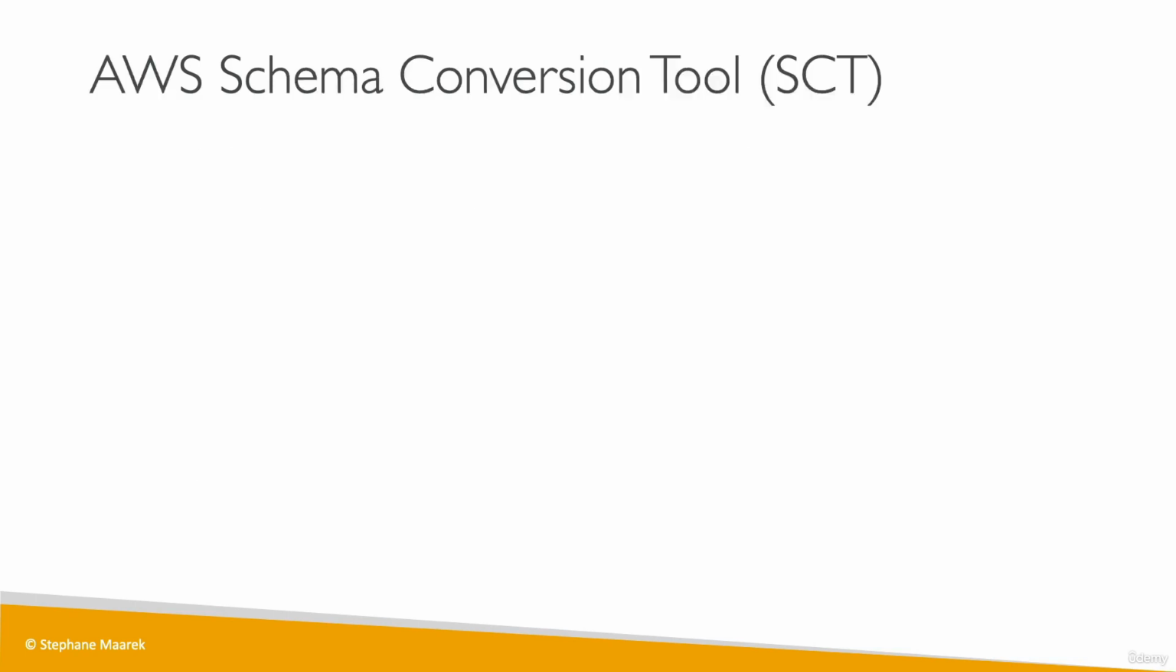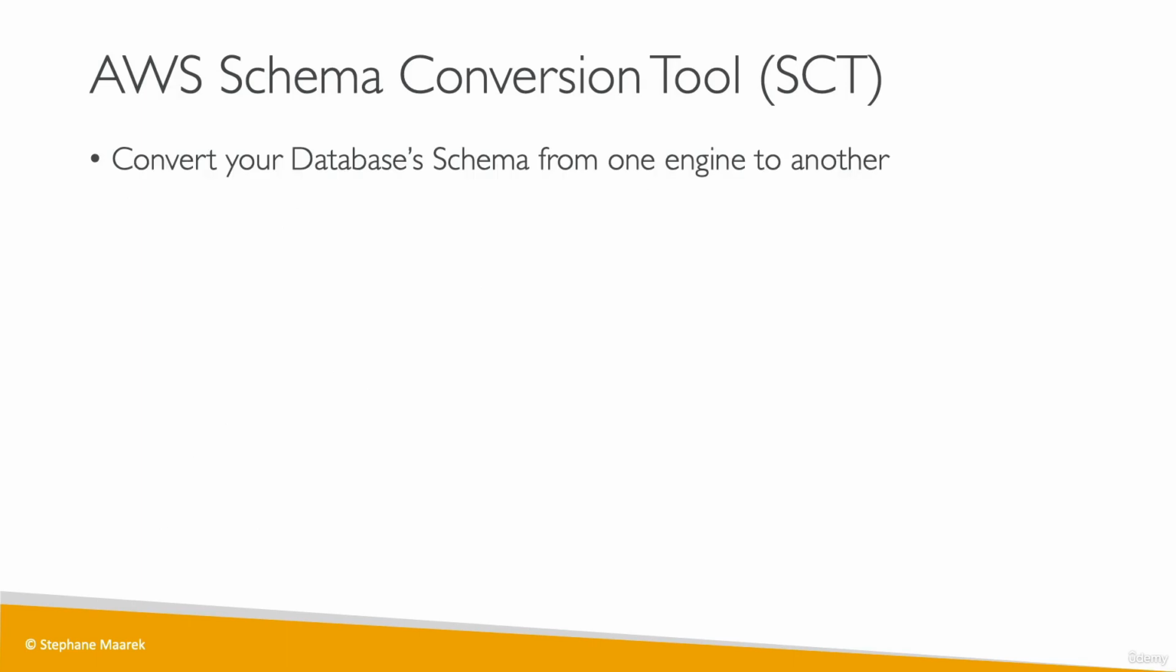So what if the source database and the target database do not have the same engine? Then you need to use something called AWS SCT for Schema Conversion Tool, and it will convert the database schema from one engine to another.